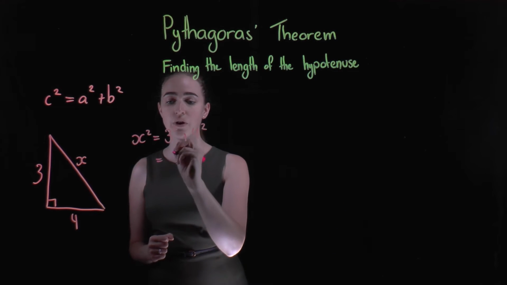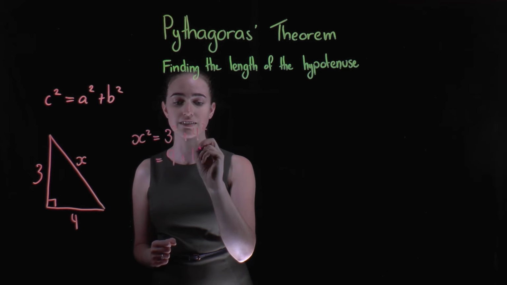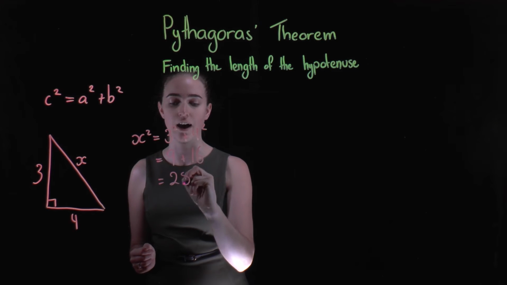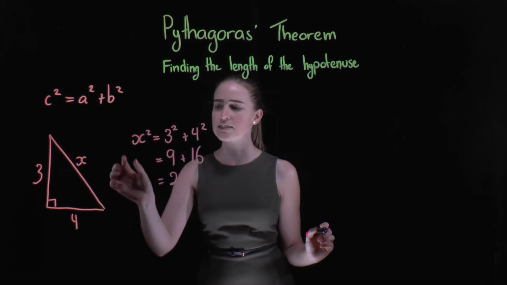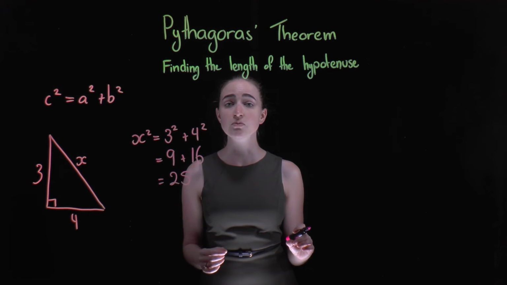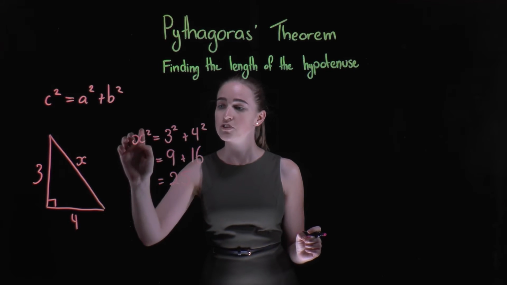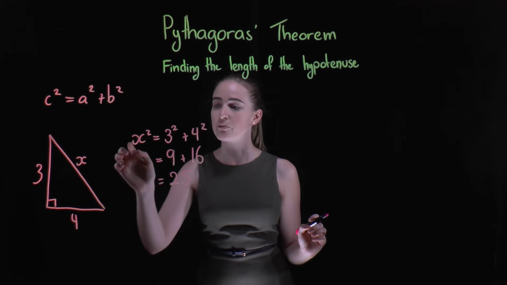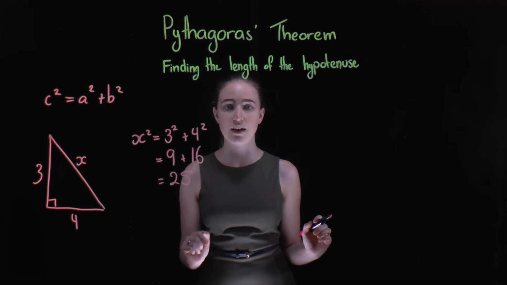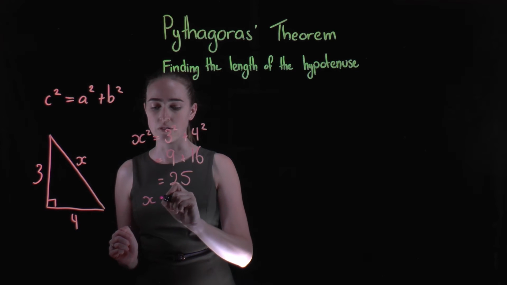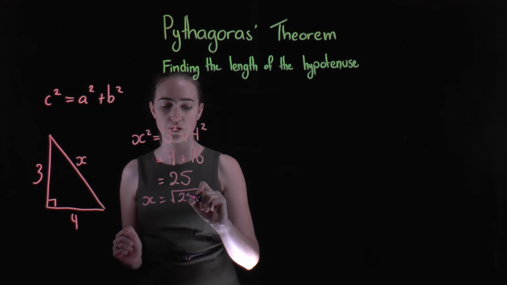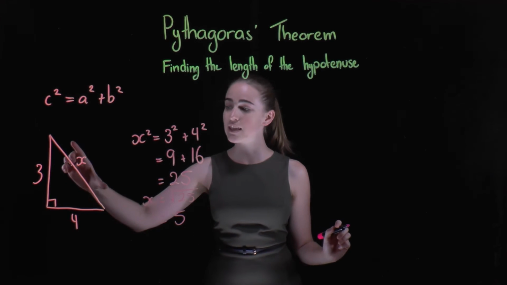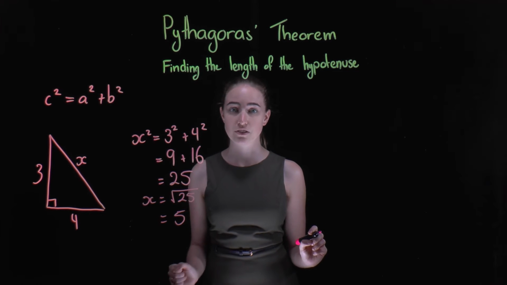So our next one, 3 squared is 9 and 4 squared is 16. So we have 9 plus 16, which would give us 25. So we're not quite finished yet because that's found x squared, but we just want to know what x is on its own. So to get rid of this squared, we're going to have to do the opposite, which is take the square root. Now if we're taking the square root here, we have to do it to this side as well. So x is going to be equal to the square root of 25, and the square root of 25 is 5. So that means the length of our hypotenuse is 5 units long.